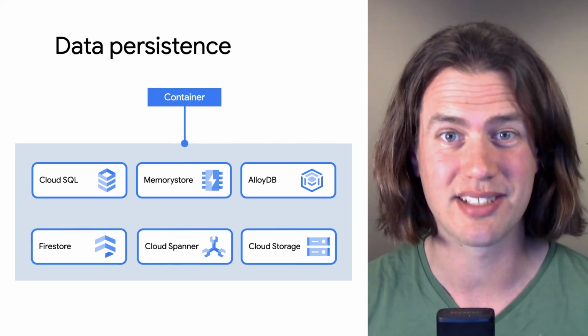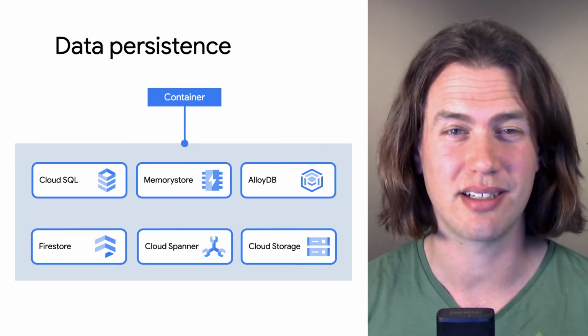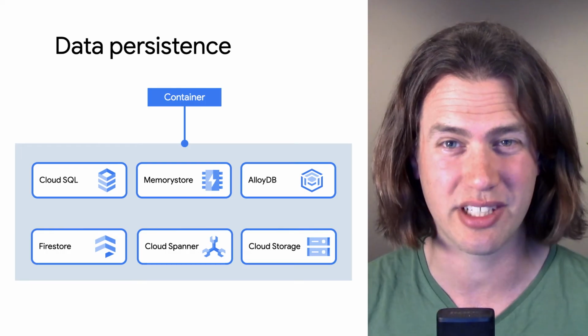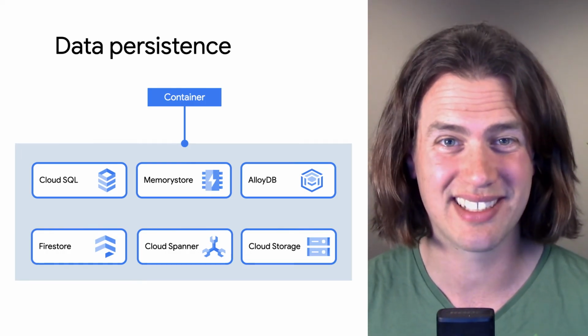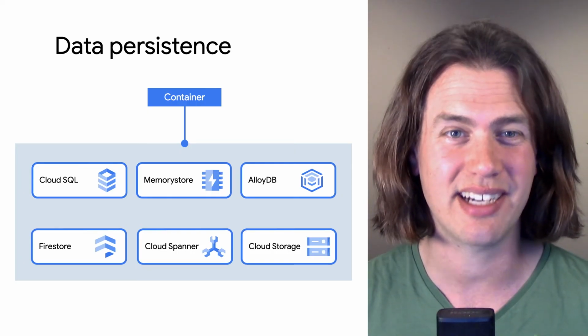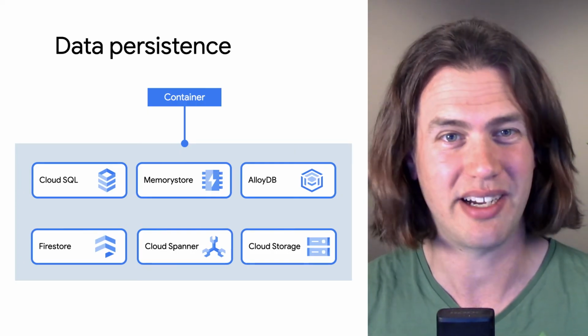Memorystore, that's Redis and Memcached. Firestore, which is a document store. Cloud Spanner and AlloyDB for horizontally scalable relational databases. And Cloud Storage, which offers reliable blob storage.